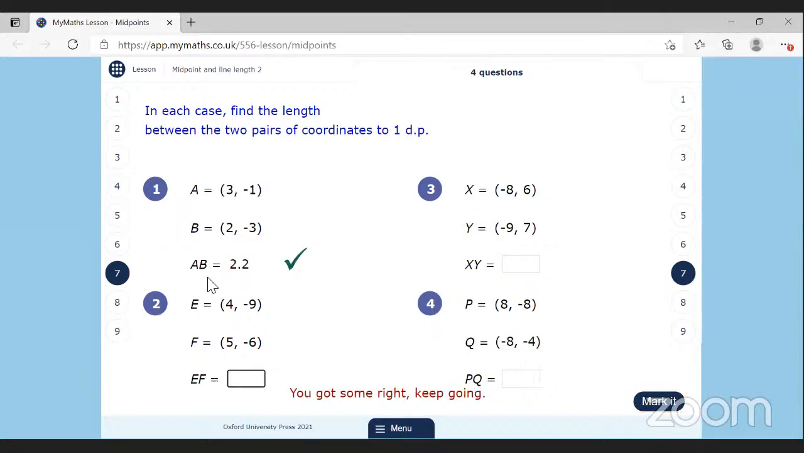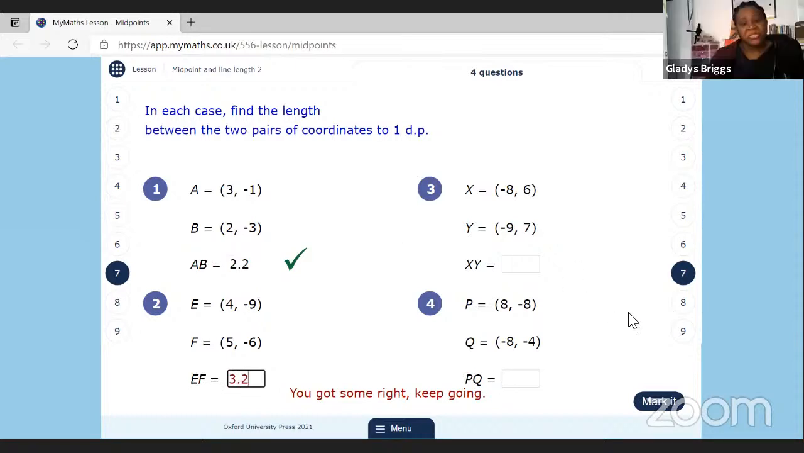3.2. Okay, let's check. Well done. And the next one.